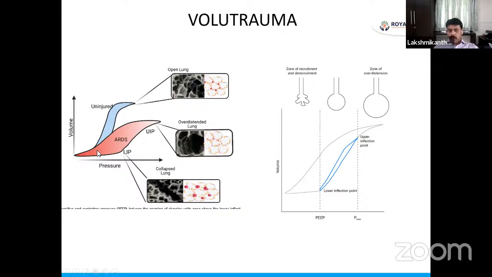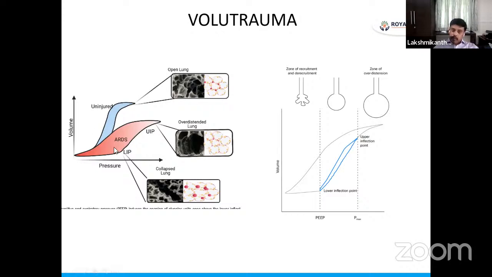Because of the decrease in compliance, you need more pressure to generate the same amount of tidal volume. So this pushes the curve to the right side. This is how your pressure volume curve will look in a patient with a compliance problem or ARDS.